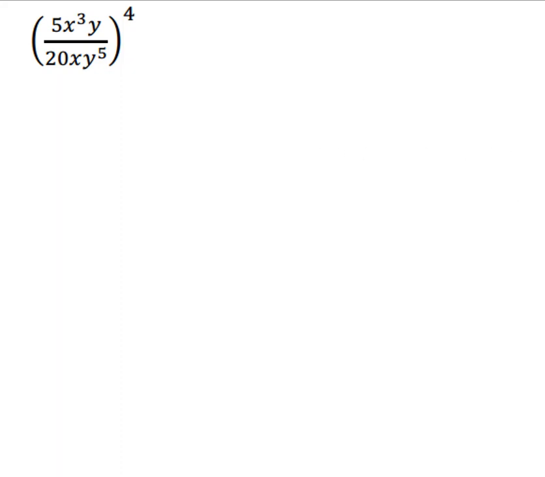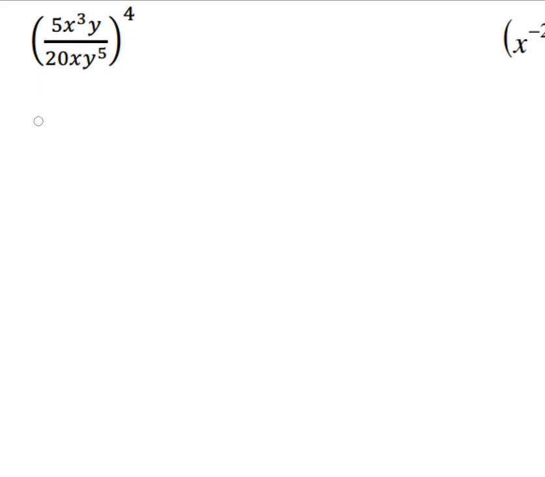All right, so what we have here is this ugly little problem, but it's also a cool little problem. We have 5x cubed y over 20xy to the 5th, all that to the 4th power. So let's go ahead and start with the first part. It says apply the zero exponent rule. There is no zero exponent in this case, so don't have to worry about it. Now I apply the power to a power rule. Wow, there's actually a lot to do with the power to a power here.